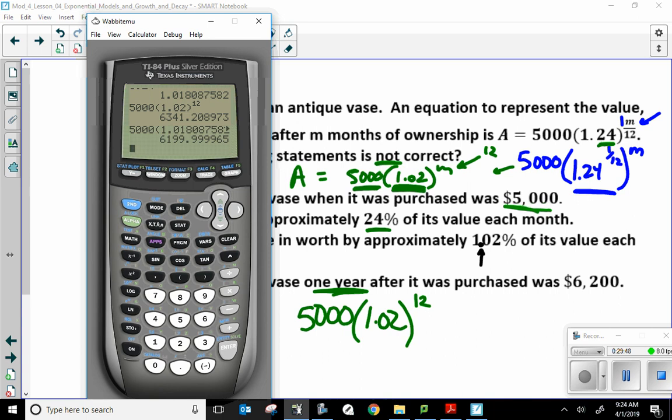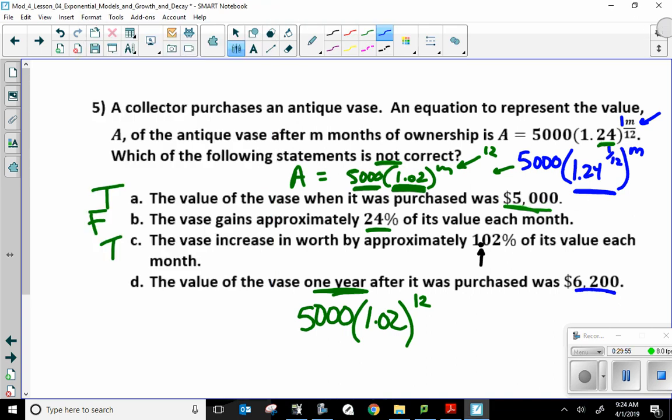It's 6,199.999999. That absolutely is $6,200. That's true. Which one is not true? I'm telling you, the number of students that will look at that first one and say, that's true, and circle it, because they don't see the word not, drives me crazy.